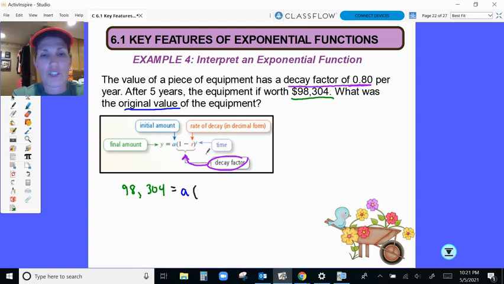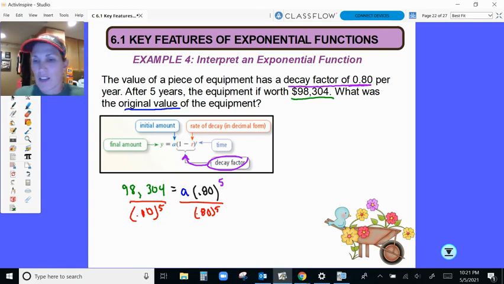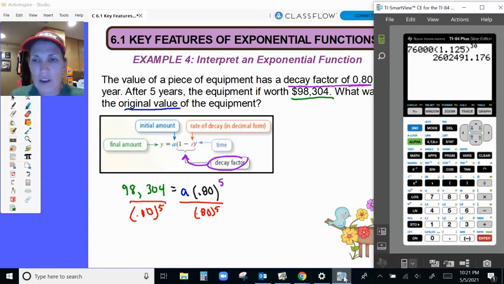Okay. And since we already have our decay factor, we're just going to put 0.80. And then our time is after 5 years. So this is pretty nice right here. I'm just going to go ahead and just divide by 0.80 to the 5th. And then we'll get our calculator up here and see how we do.